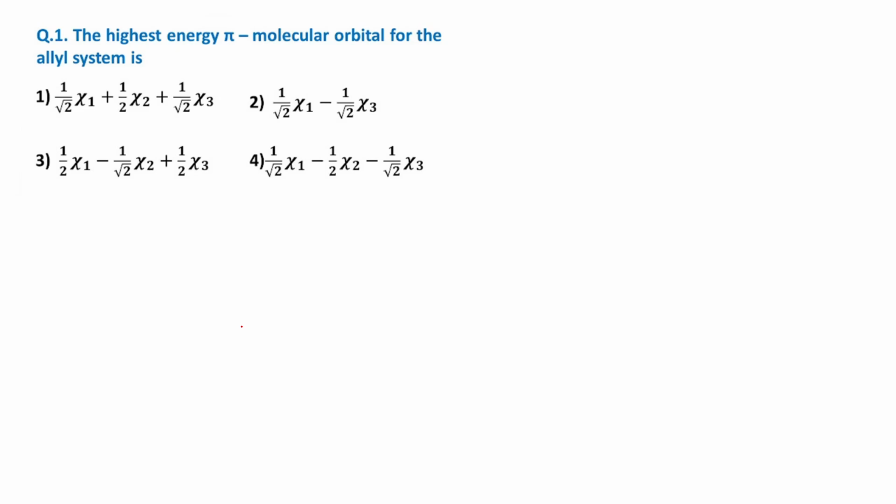Let us calculate the number of nodes first. In question number one, option one, what are the number of nodes? What is a node? A node is a place where the wave function changes its sign. Not only does it become zero, but after the node and before the node, the signs are different. So that is the definition of a node. Your sign of the wave function should change.